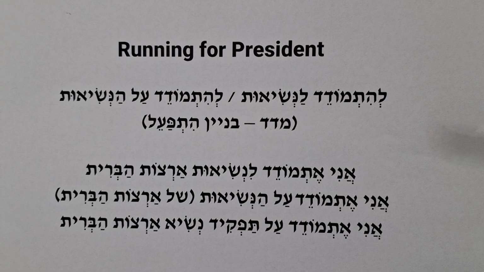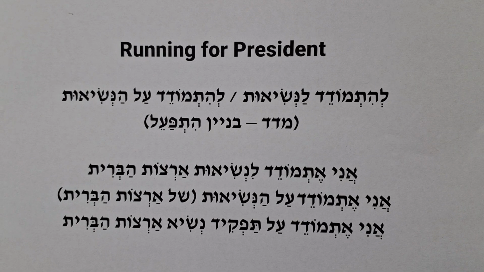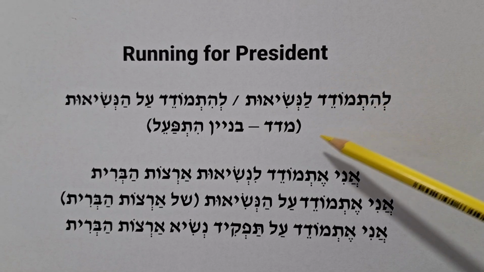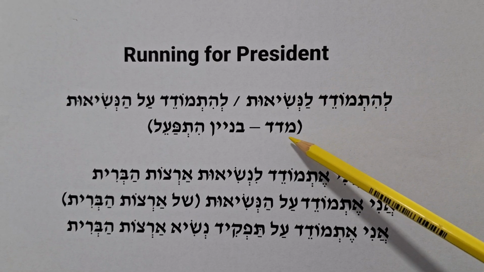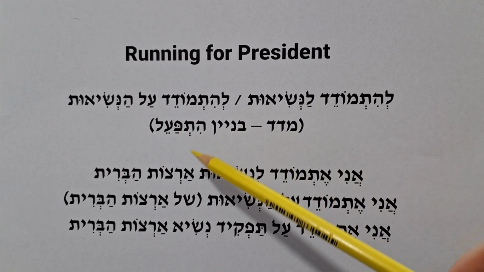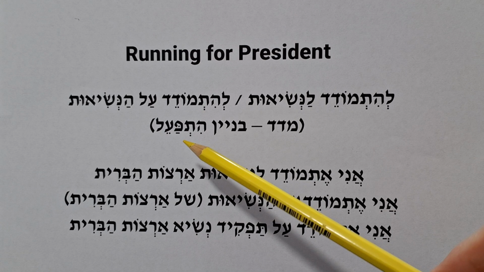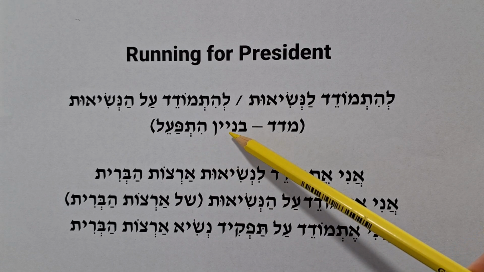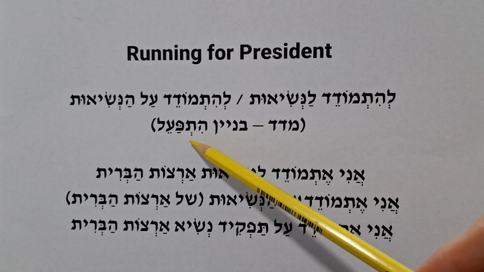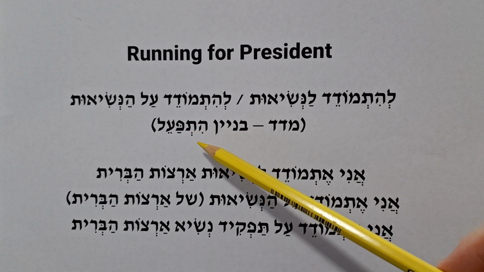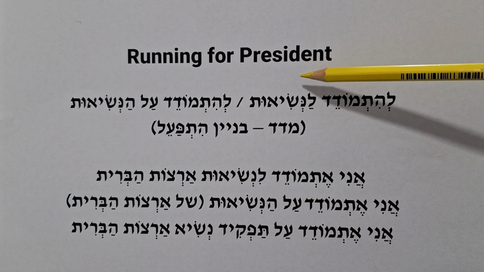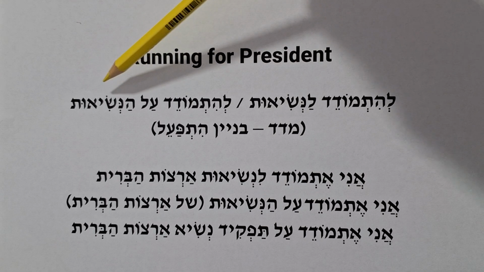Trump and Harris are running for president, and in Hebrew, the verb is להתמודד. From the shoresh, mem daled daled, binyan hitpa'el. So you see that the difference between binyan hitpa'el and binyan pa'al, we added here hey and taf. This is active too, this binyan. So להתמודד לנשיאות, להתמודד על הנשיאות.